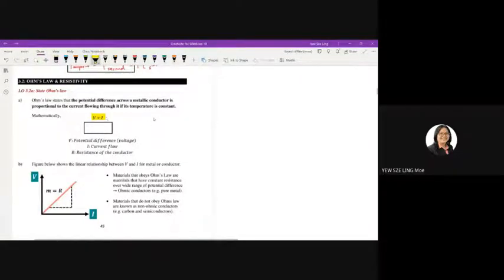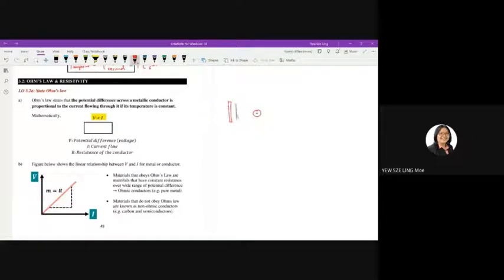V is directly proportional to I. So if you have a larger potential difference, then you have a larger I. Why is I larger when there's a higher potential difference? Because your electrons can flow faster. Like what I told you in the previous chapter, the reason why electrons can flow is because there's a potential difference. For example, this is the plate and this is the power supply.